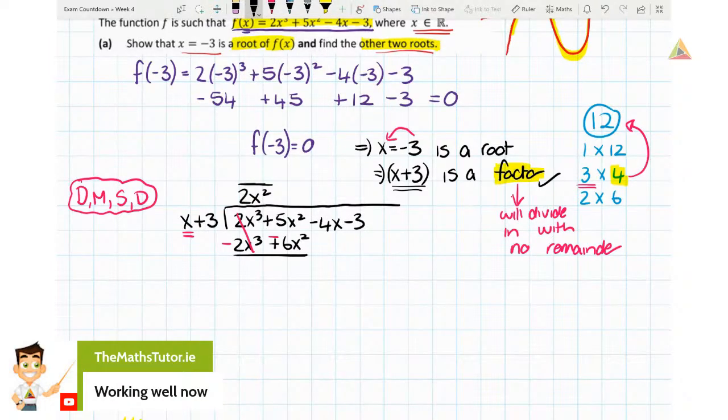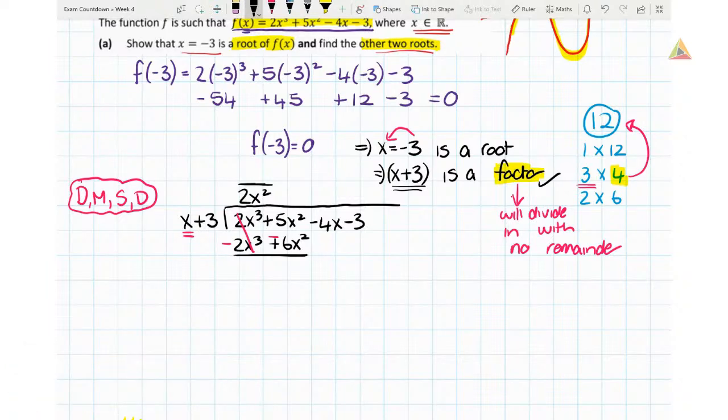So to continue with my long division, I had plus 5x squared minus 6x squared. That's going to give me minus 1x squared. My next step was to drop down, so I'm dropping down my minus 4x, and I'm starting the whole process again, leading with my x term. x divides into minus 1x squared minus 1x times.